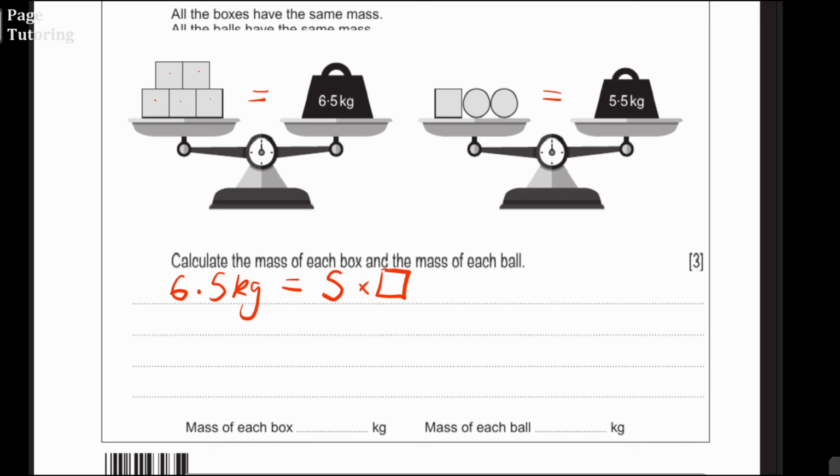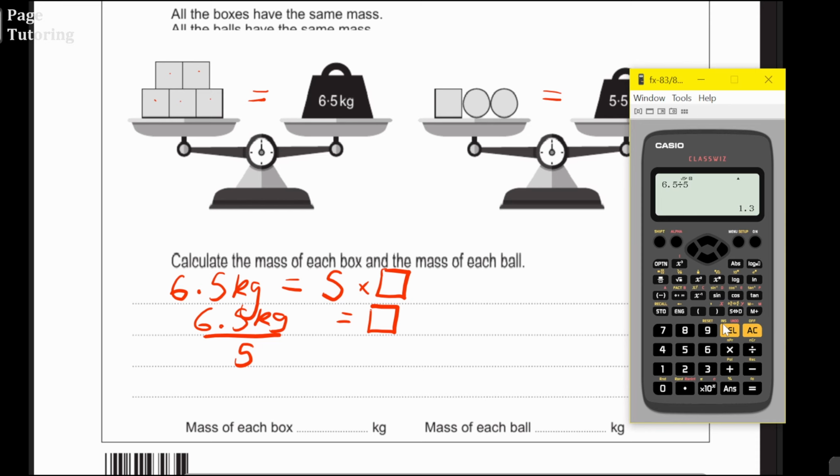So starting with this one, well, what would 1 cube be worth then? Well, that would just be 6.5 kilograms divided by 5. 6.5 is the weight of 5 cubes. We want to know the weight of 1. We're dividing it by 5. So out comes the calculator. So we got 1.3.